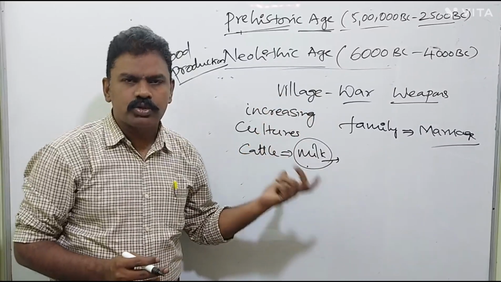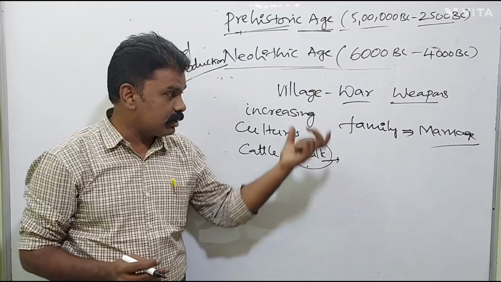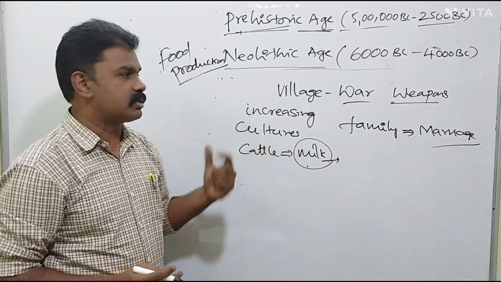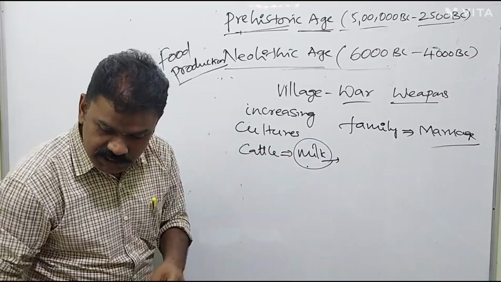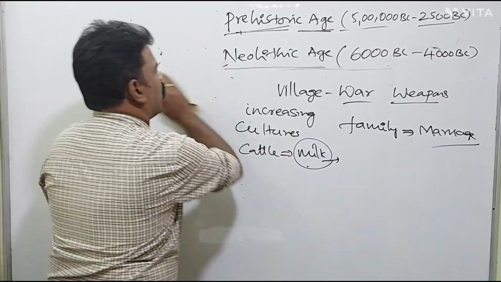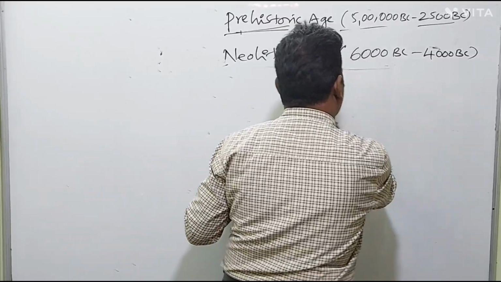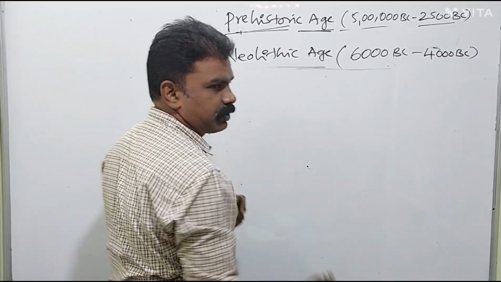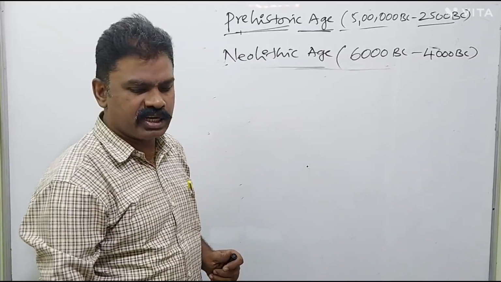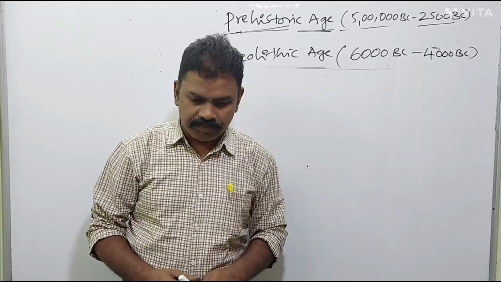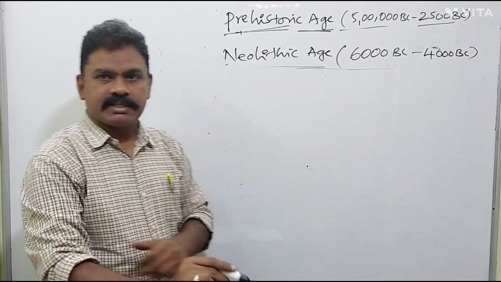There occurred so many changes. The people of this age, the race of these people, were the Mediterraneans and Proto-Australites. Now the sites of this age.